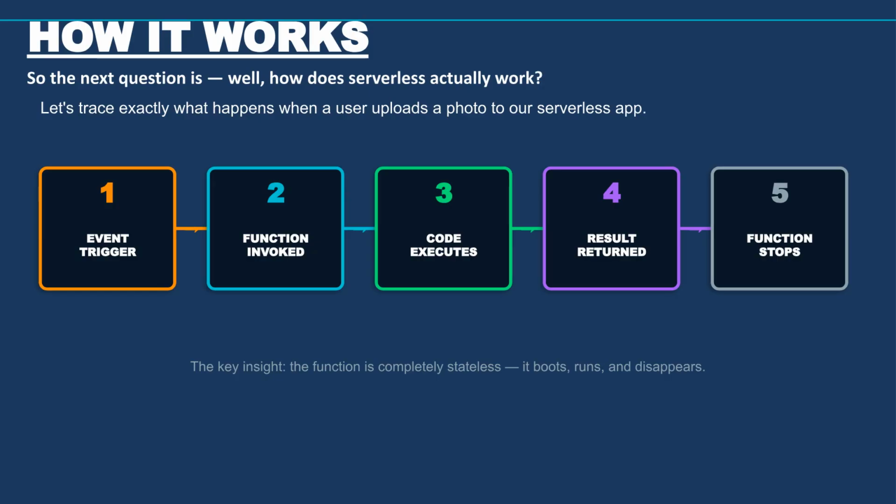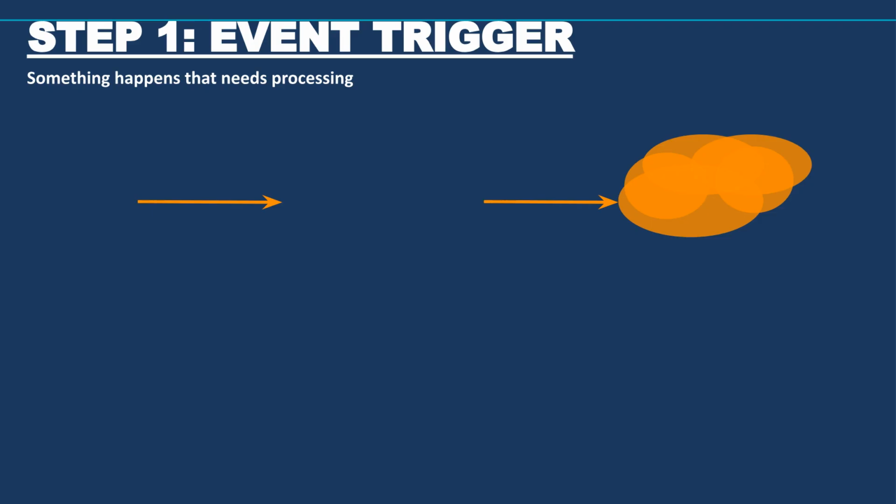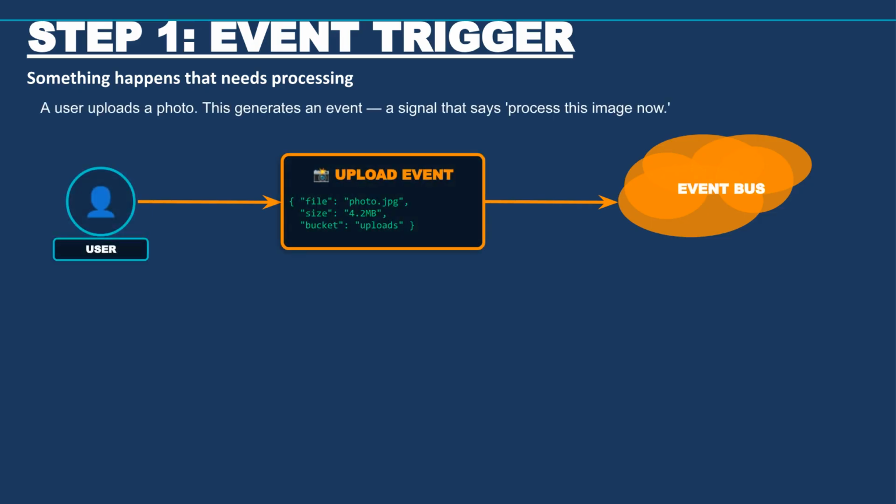The 5 steps are: event trigger, function invoked, code executes, result returned, and function stops. The key insight is that the function is completely stateless. It boots, runs, and disappears. Step 1 is the event trigger. When a user uploads a photo, it generates an event that signals to process the image. Common trigger types include HTTP requests, file uploads, database changes, and API calls.